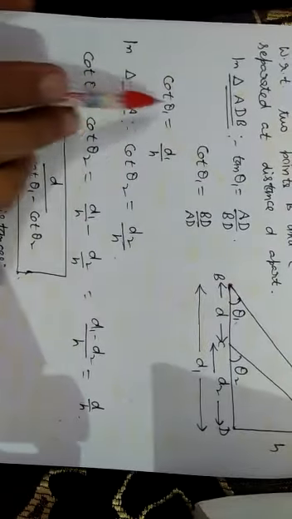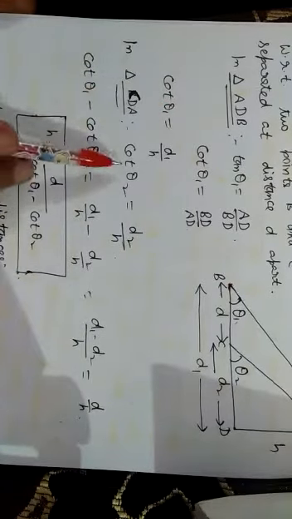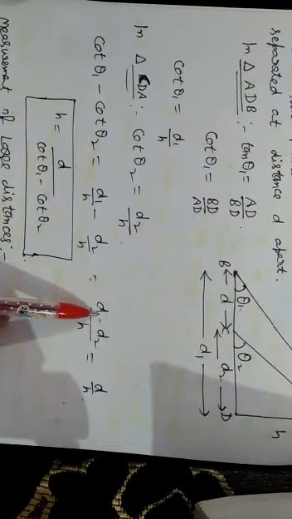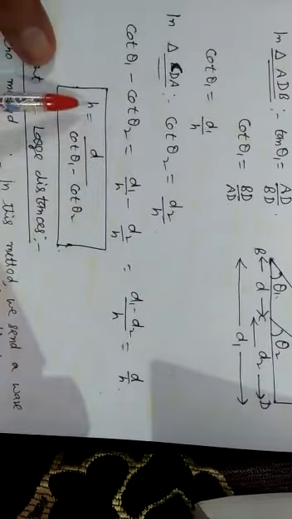On subtracting cot theta 1 minus cot theta 2, taking LCM, D1 minus D2. From the diagram here, D1 minus D2 provides d. d over H, find out H from here.